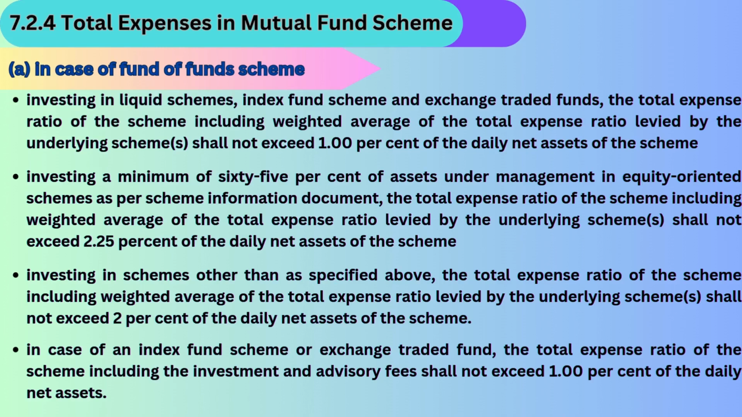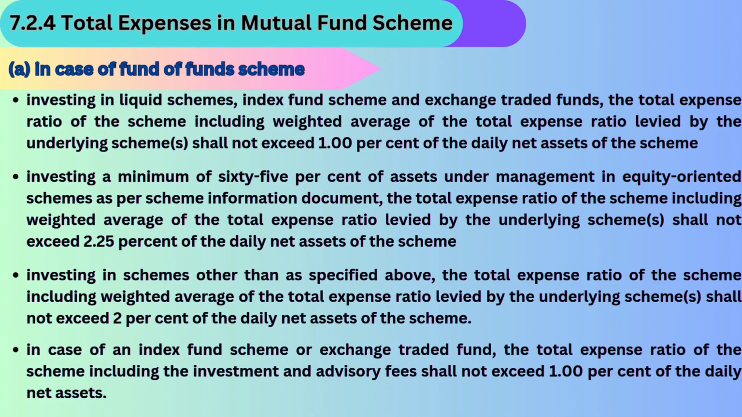Investing a minimum of 65% of assets under management in equity oriented schemes as per the scheme information document, the total expense ratio of the scheme, including the weighted average of total expense ratio levied by the underlying schemes, shall not exceed 2.25% of the daily net assets of the scheme. Investing in schemes other than specified above, the total expense ratio of the scheme, including the weighted average of total expense ratio levied by the underlying scheme, shall not exceed 2% of daily net assets of the scheme.